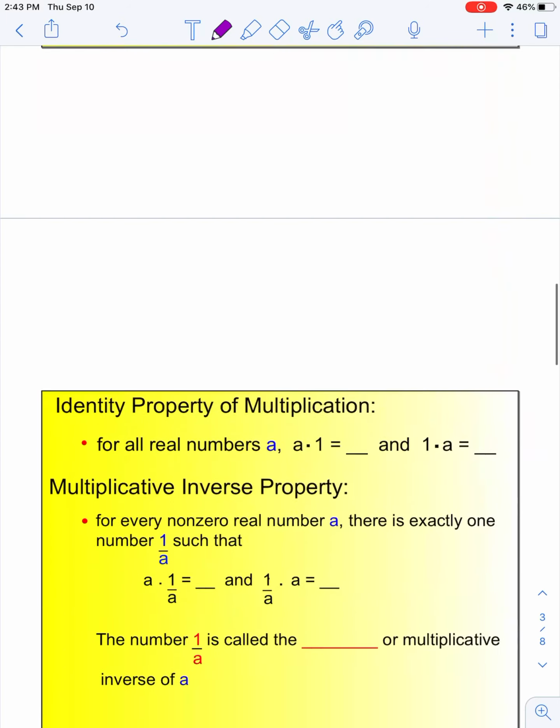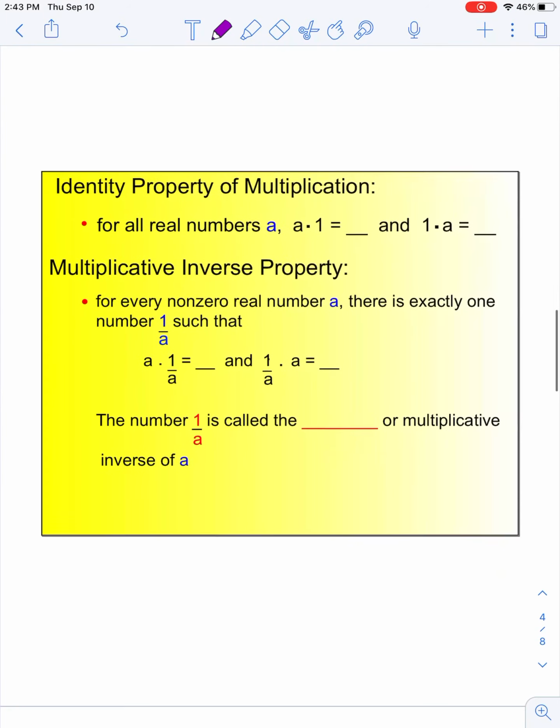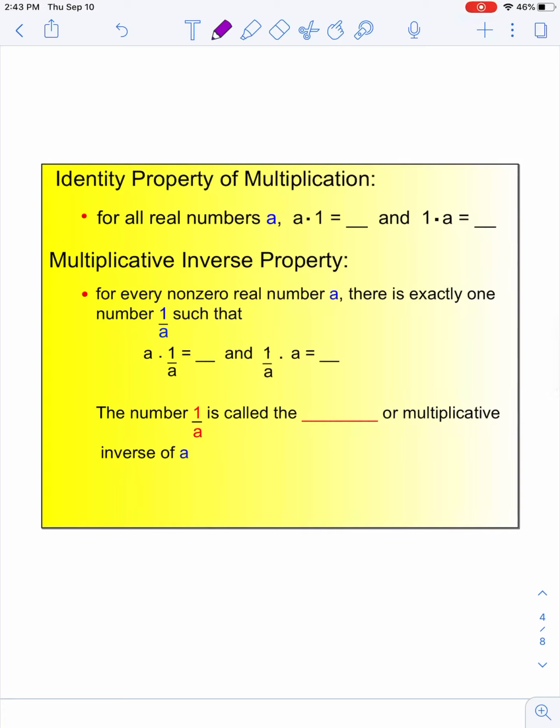So now let's have you practice a few of these. Oh, sorry, we have one more thing to talk about, which is the identity property of multiplication. Then we'll practice a few examples. So the identity property of multiplication says for all real numbers, remember, real numbers means any number on the number line, when you multiply it by 1, you simply get the number itself. So whether you're multiplying by 1 or 1 times the number, you always get the number itself.